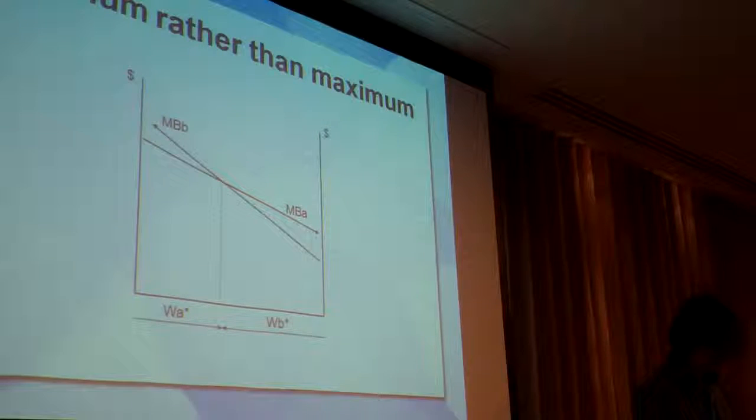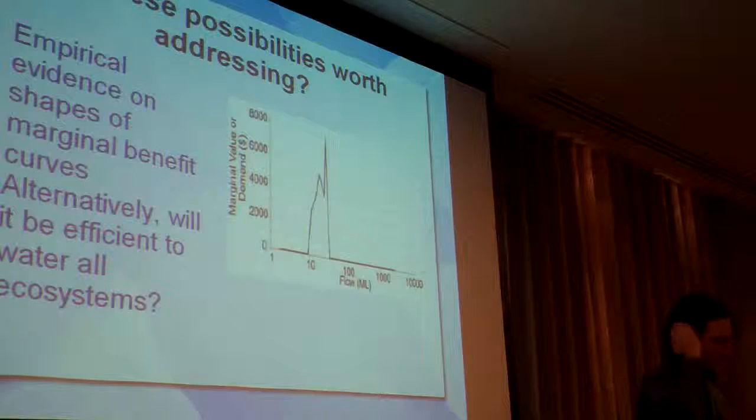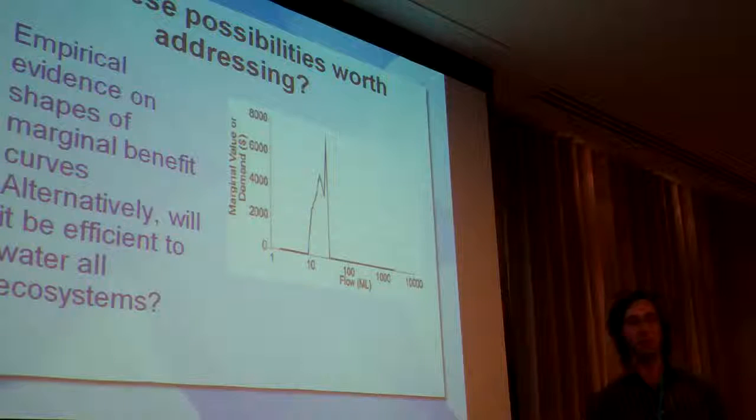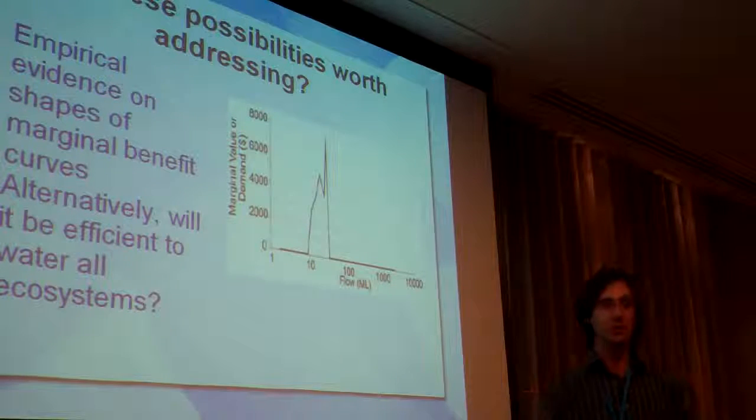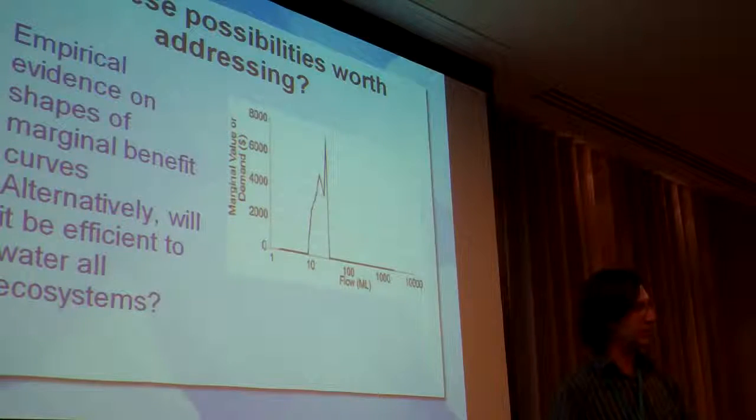And we can think about this, I guess, in two ways. One is to look at the empirical evidence on the marginal benefit curves. So, do these marginal benefit curves look like the sort of textbook curves in the earlier figures?